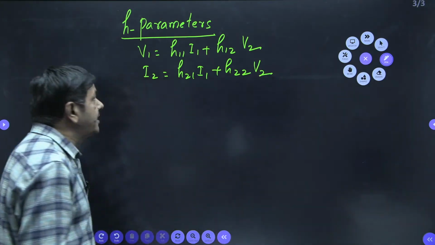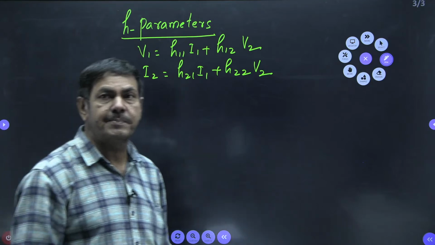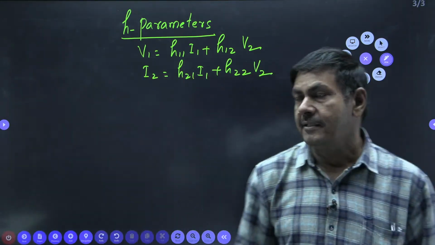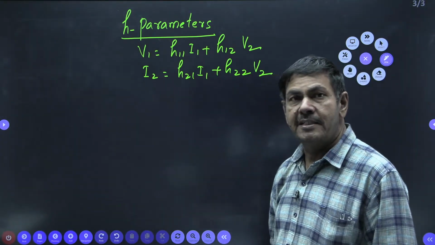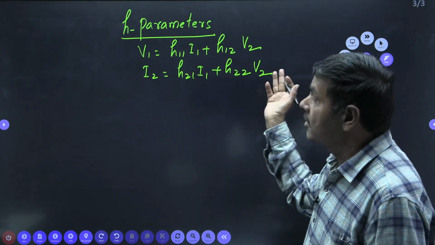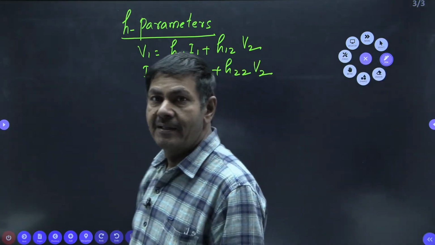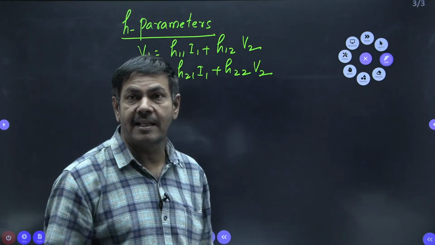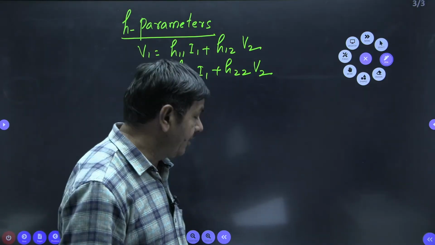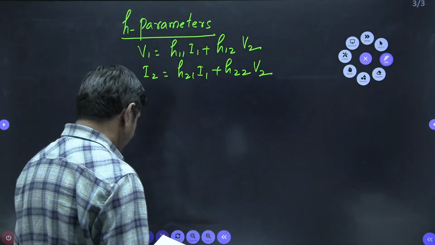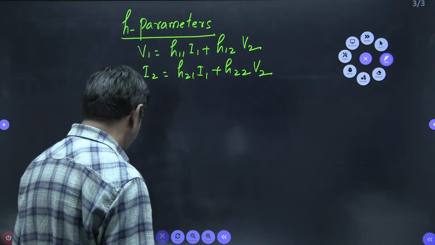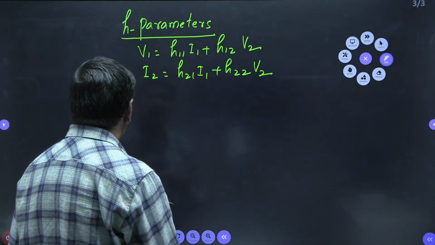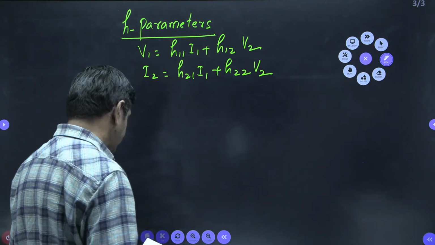These two equations are said to be the H parameter equations, because mostly in analog circuits the H parameter equations are useful. That means by using this you can do small signal analysis also. Anyhow we got V1 equal to H11 into I1 plus H12 into V2, and I2 equal to H21 I1 plus H22 into V2.